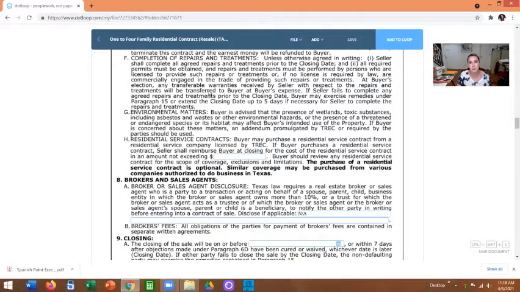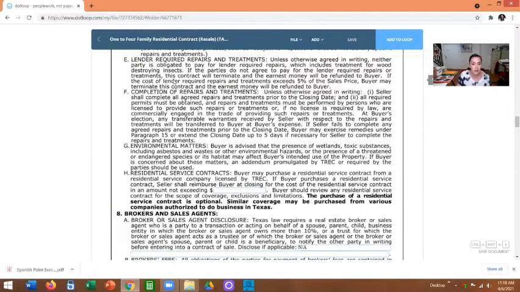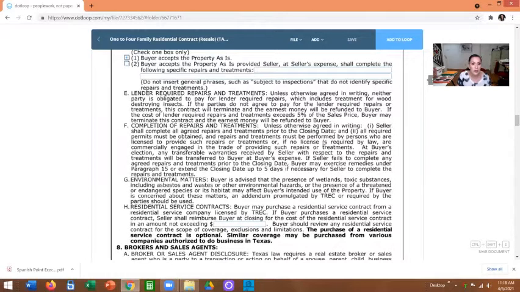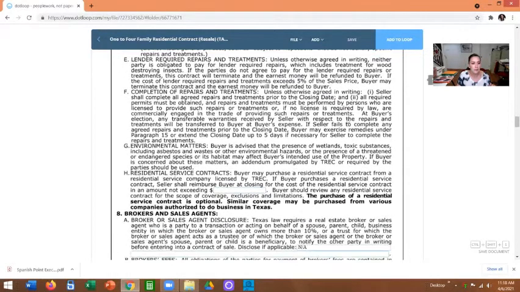Now, if it's something really big that takes a long time, there's automatically a 5-day extension to complete the repairs. Now, if they're extensive and over 5% of the value of the sales price of the house, then the buyer has the right to terminate. 5% of the sales price, okay?